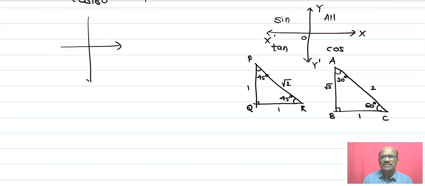Now the next angle, we'll see. In the first quadrant, all are positive, as shown in the figure. Second quadrant, sine is positive. Third quadrant, tan is positive. Fourth quadrant, cos is positive. And you should always remember these two triangles, which are the 30, 60, 90 and 45, 45.